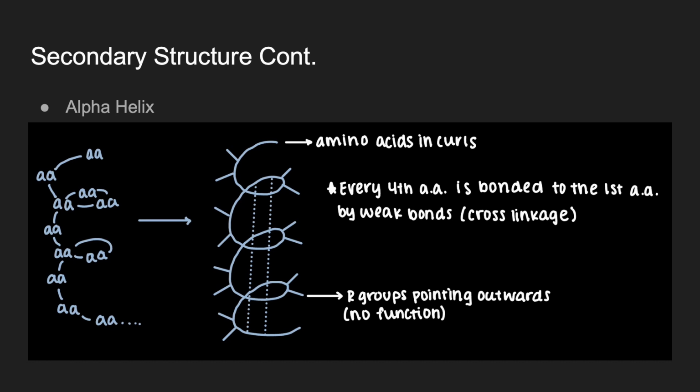The alpha helix is also a part of secondary structure. On the left of this image drawn, you can see amino acids in a coil wrapping around themselves. To the right, we can still see these amino acids in curls. We can see vertical bonds as well, where every 4th amino acid is bound to the first amino acid. This is done by weak bonds and shows a cross-linkage. We also have these offshoots on this image. These are R groups pointing outwards. Again, R groups do not have any function in secondary structure, but we are able to see them.